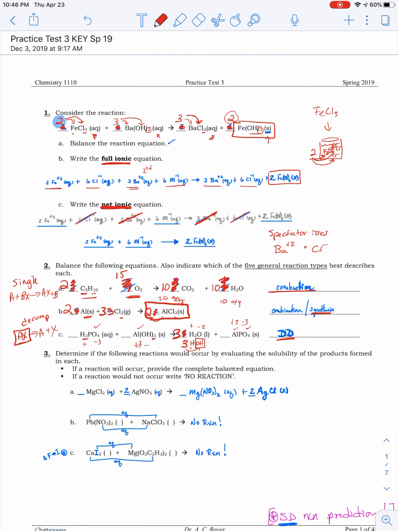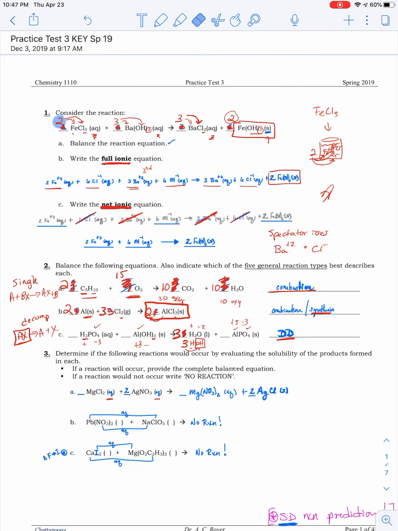All right, so then on question 3, determine which would occur by evaluating the solubility of the products formed. So this just means that if you know the phases, this is kind of a repeat a little bit of the section up here. You could say that the middle ones are together and the outer ones are together, if you like it that way. Or you can say that the positives switch places.